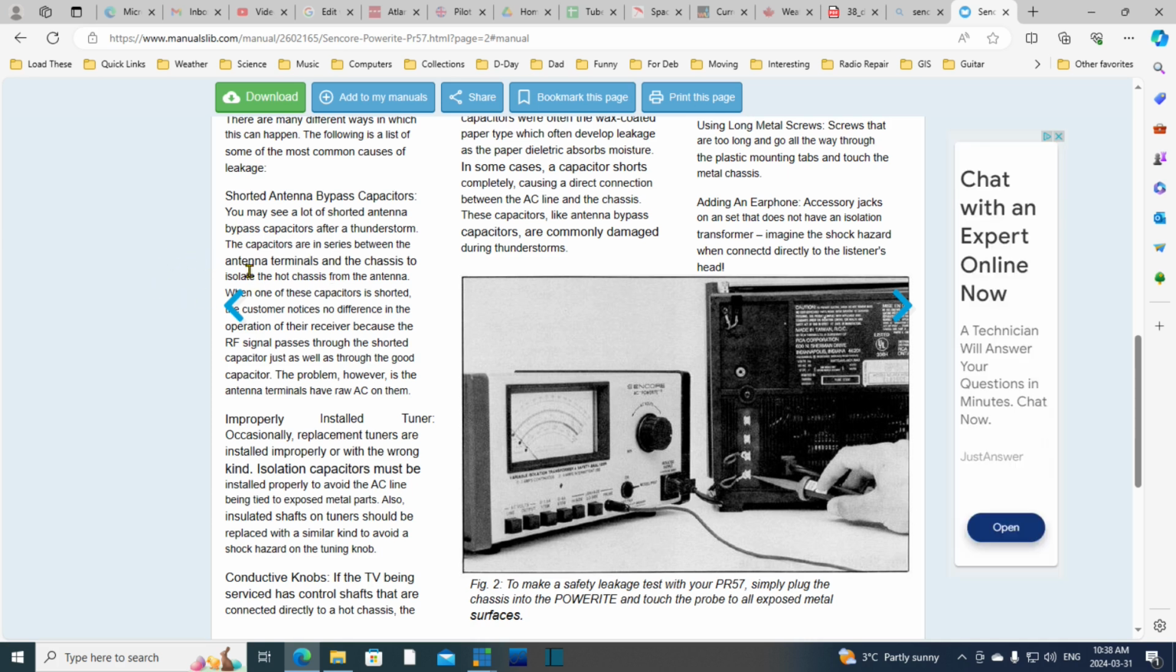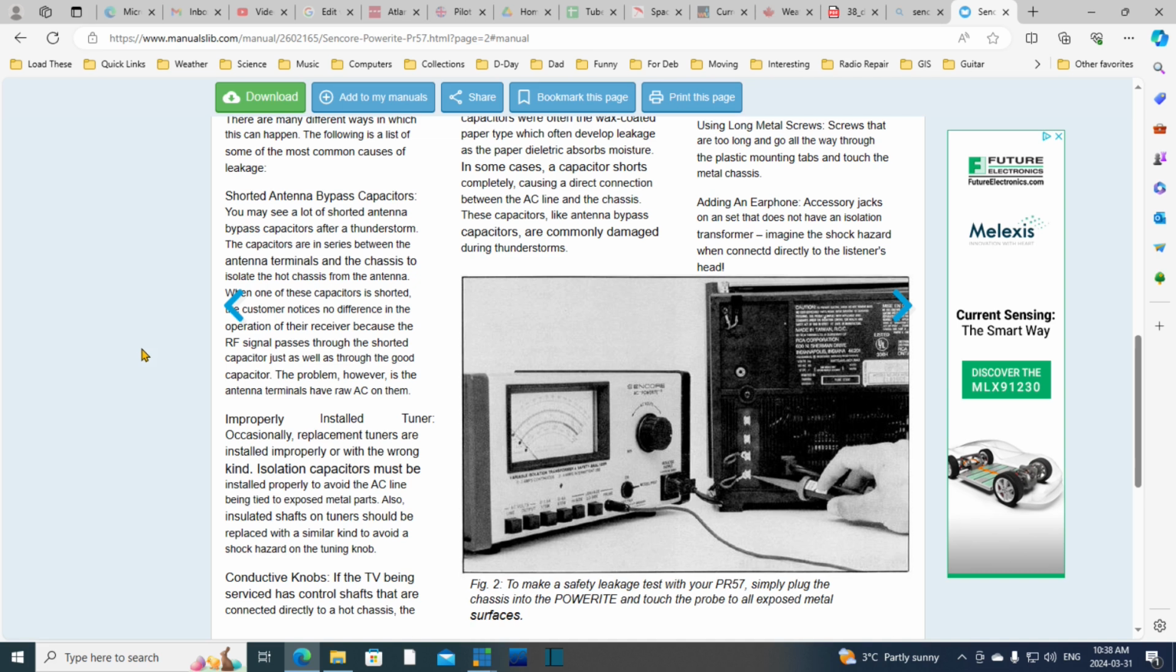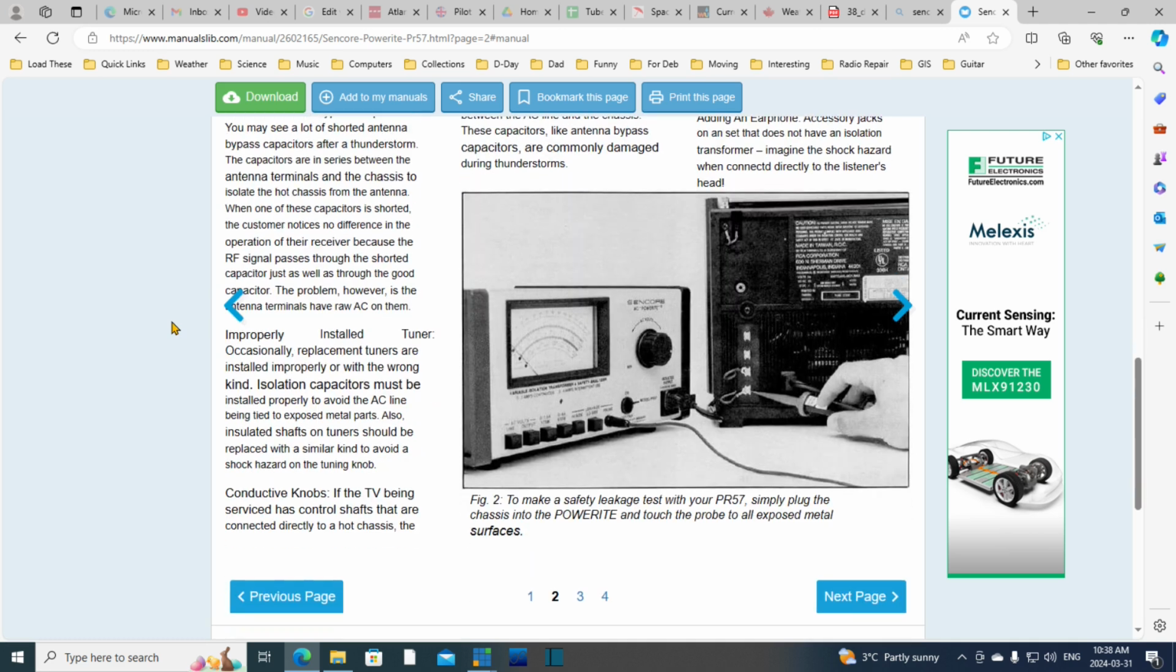So there's a capacitor in there to limit the current that they might experience, and at the same time allowing the antenna signal to reach the radio. That's what that capacitor is there for. When one of these capacitors is shorted, the customer notices no difference in the operation of their receiver because the RF signal passes through the shorted capacitor just as well as through the good capacitor. The problem, however, is the antenna terminals now have raw AC on them. Raw AC.